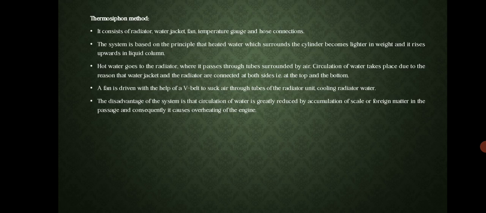Circulation of water takes place due to the reason that the water jacket and the radiator are connected at both sides, that is at the top and the bottom. A fan is driven with the help of a V-belt to suck air through tubes of the radiator unit, cooling the radiator water. The disadvantage of the system is that circulation of water is greatly reduced by accumulation of scales or foreign matters in the passage, and consequently it causes overheating of the engine.